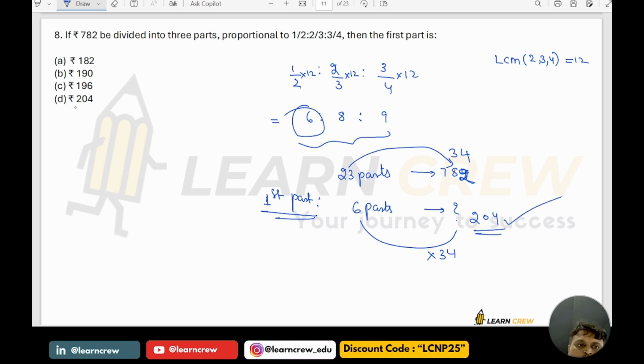204 is the first part. But 782 rupees is divided into 3 parts in the ratio 1/2 : 2/3 : 3/4. Then the integer ratio would be 6 : 8 : 9. Out of 23 parts, 6 parts is for the first one.